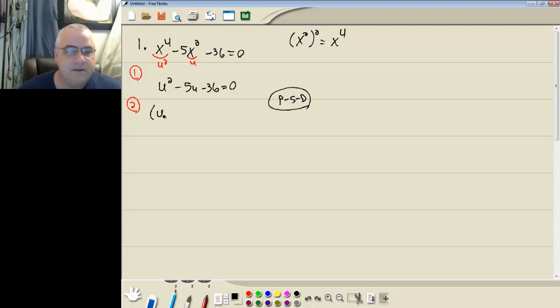So this factors as U minus 9 times U plus 4 equal to 0. Zero factor property says you get 0 on one side, you factor the other side, you set each factor equal to 0. So we'll set U minus 9 equal to 0, U plus 4 equal to 0, and then we'll solve it. So we get U is equal to 9, and U is equal to negative 4.